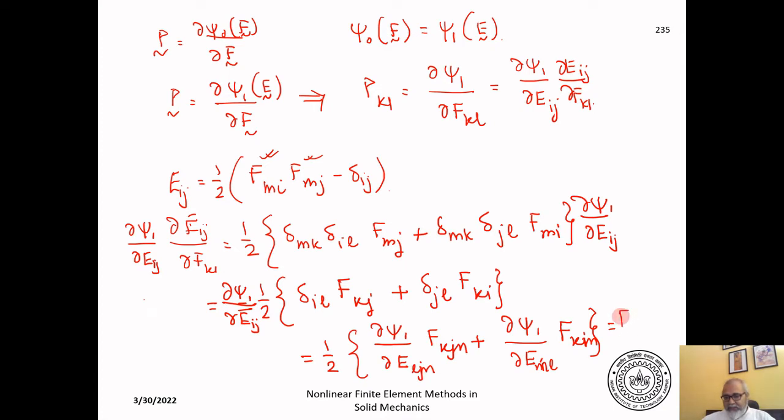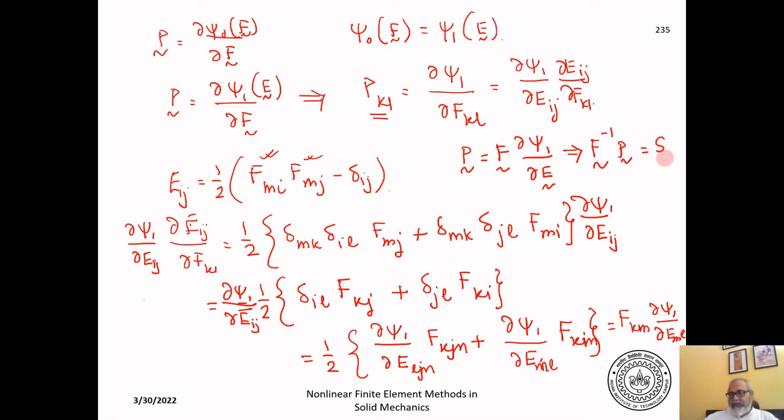So this I can write as F_km del psi 1 del E_ml, which means that this, remember, was equal to P_kl. So this means that P is equal to F times del psi 1 del E, where psi 1 is a function of E. So this is what I have. And then F inverse P is equal to S, which means that now I have the important relation that S is equal to del psi 1 del E. So this is the important relation that I have.